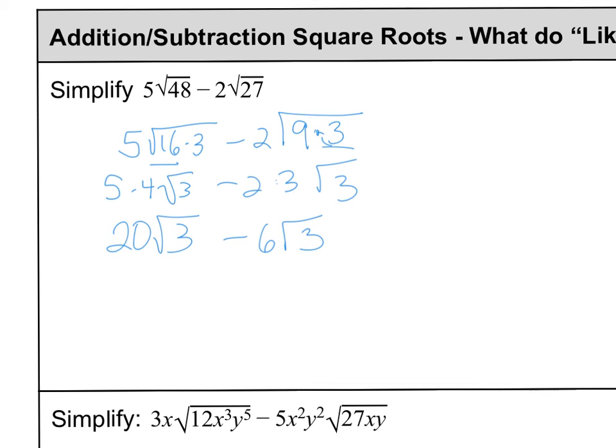And now what I'm going to do is treat this the same way I would treat 20x minus 6x. I'm doing the exact same type of thing, except instead of x's, it's root 3's. So the answer here will be 14 square roots of 3.